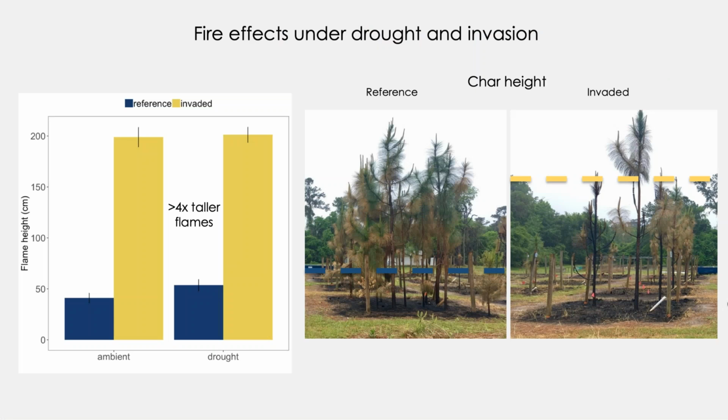So first of all, what I want to show you, not surprisingly, is that flame heights were much different in the invaded plots. Regardless of drought treatment, we saw that flames were about 4 times taller. And we also saw that the char height was similarly different on these trees. Notice here that the trees are much bigger than I showed you in those photos early on. At this point, some of these are 3 to 4 meters tall.